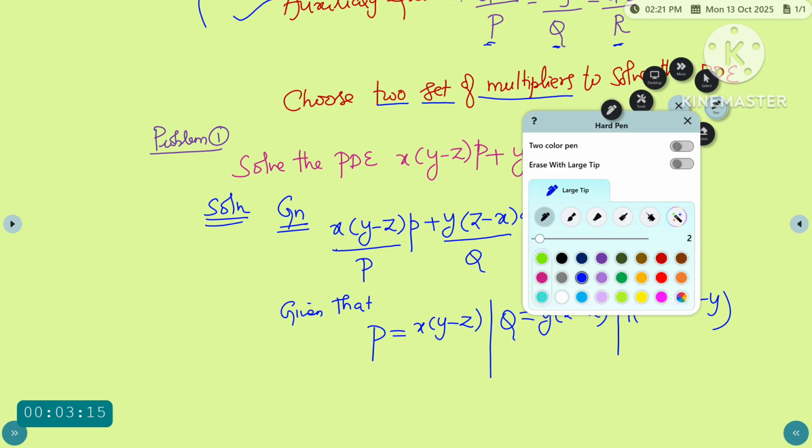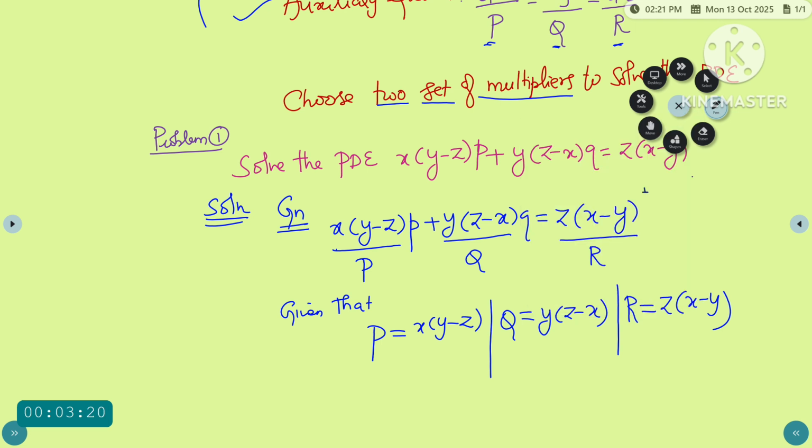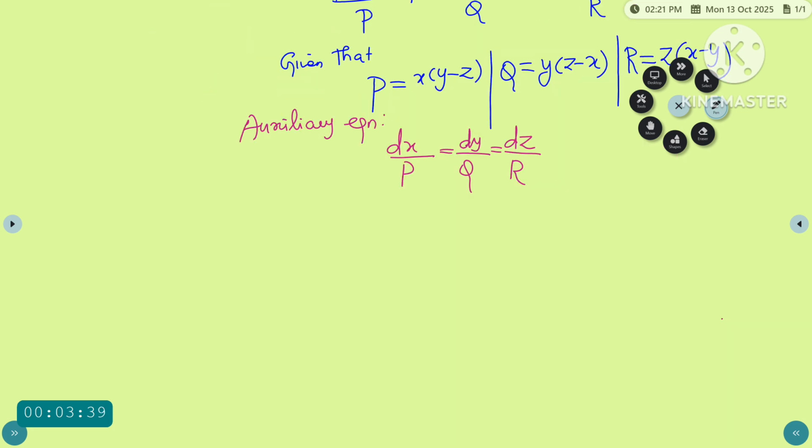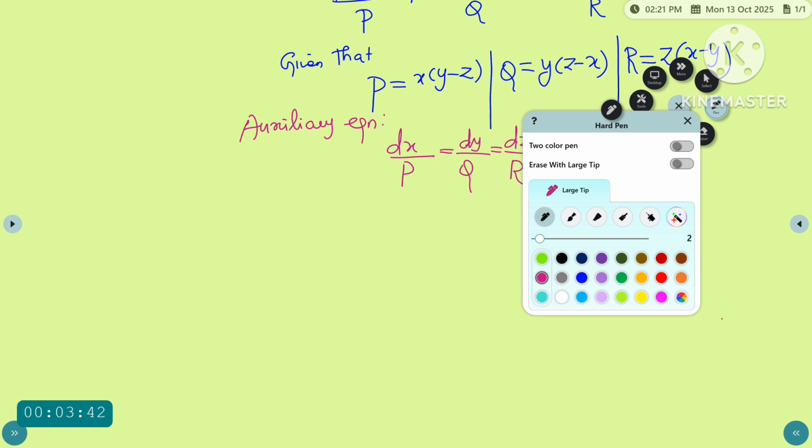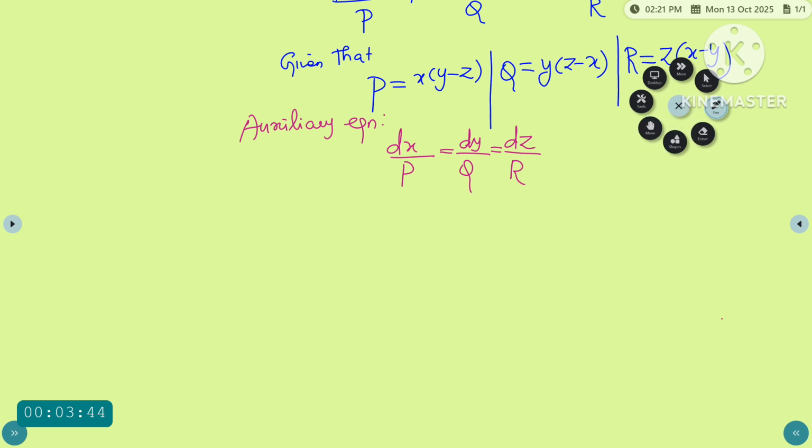Then what is our next step? As said earlier, our next step is to find the auxiliary equation. How can we write it? The formula is dx by capital P equal to dy by capital Q equal to dz by capital R. This is our auxiliary equation to find the solution. Then substitute the values for P, Q and R.